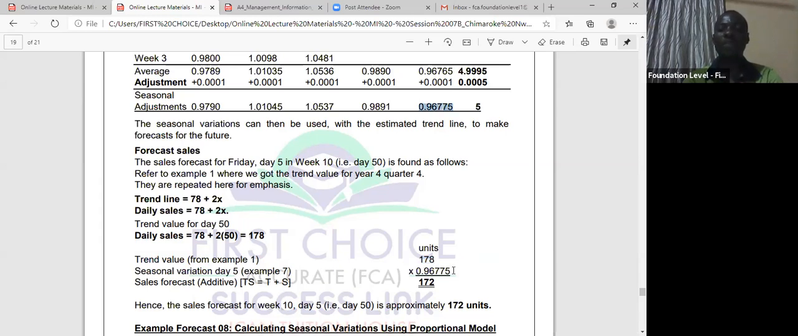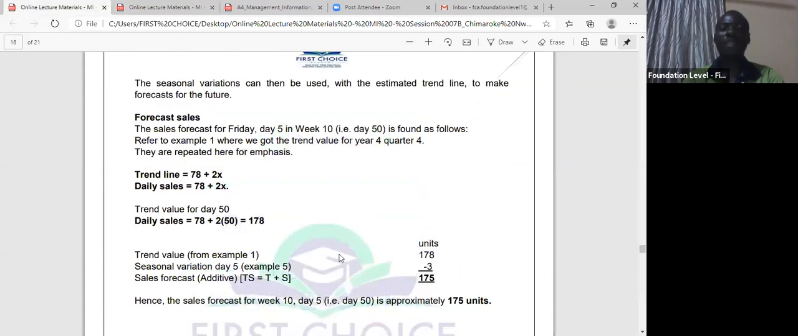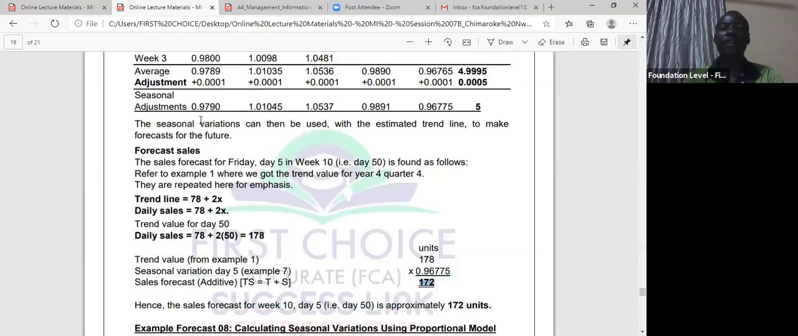When we multiply this one by it, because it is a multiplicative model, it is proportional. That's why you're seeing 0 points. Proportional. When you multiply it by this, you're getting 172 units. Now, when you compare the additive model, you're having 175. You're comparing with multiplicative, you're getting 172.